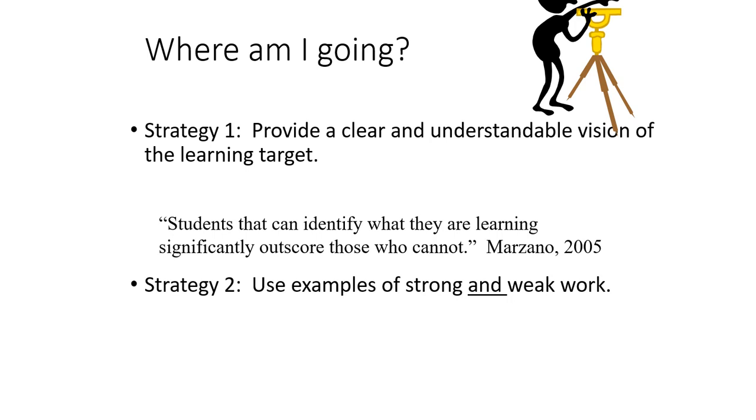So if you want your students to know where they are going, you need to give them a clear vision. They need to know the objectives. What are the objectives? What are the goals of the content of the course? And if you want them to know where they are going, another strategy is to use examples of strong and weak work.